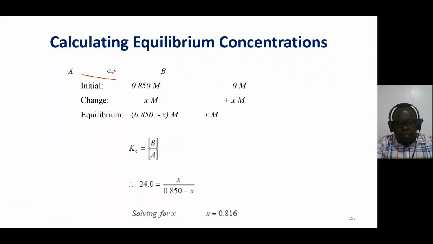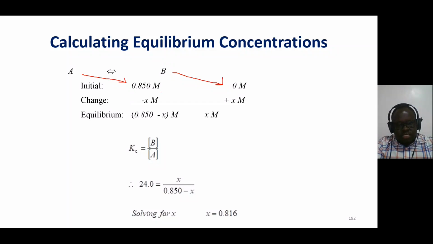So this here represents the initial concentration of A. And B initially, there is no B present, so the initial concentration is 0 molar. Now, as it moves towards equilibrium, the concentration of A reduces, or changes by negative X. So it reduces, we say, minus X. That's how it changes. And then the concentration of B changes by plus X.